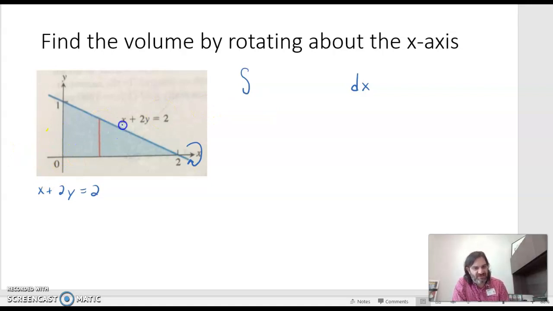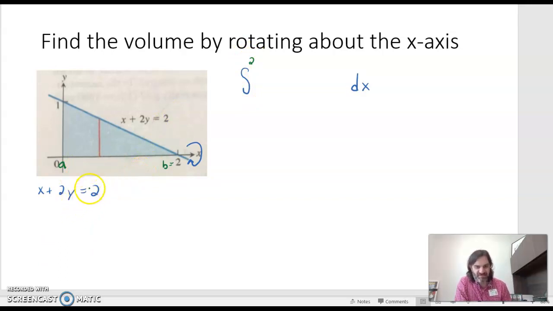The line that I have here in the first quadrant is x plus 2y equals 2. And they're showing us that we're going to run this from a, all the way over at x equals 0, to b, all the way over at x equals 2. So we're going to run it from 0 to 2.